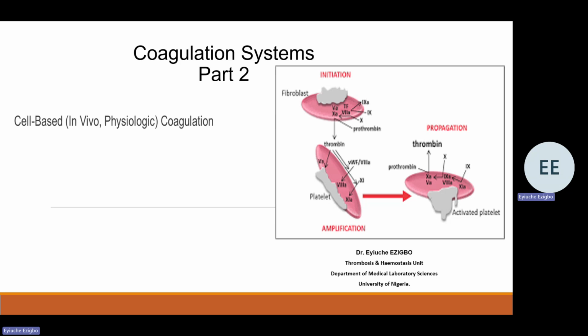We have been trying to describe the coagulation mechanism using the two proposed models, the plasma-based and the cell-based model. We've handled the plasma-based model in our part 1. So in part 2, we are going to look at the cell-based model, or the in vivo or physiologic coagulation mechanism.